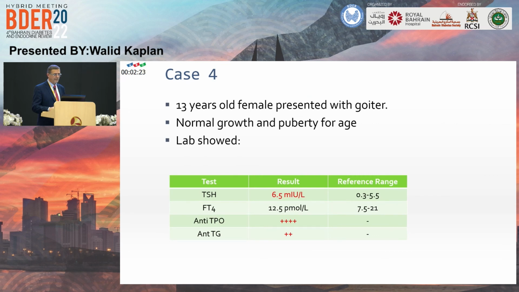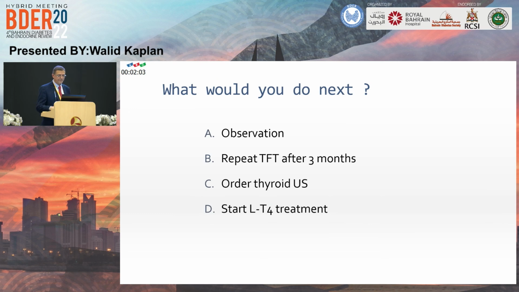And my last case is a 13-year-old female presented with goiter, normal growth and puberty. She had slightly high TSH, normal free T4, and positive anti-thyroid antibodies. Again, slightly high TSH, positive antibodies, and this patient has goiter. What do you do next? Observation, repeat after 3 months, order ultrasound, or treatment.